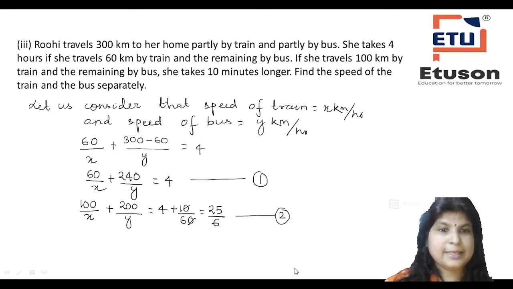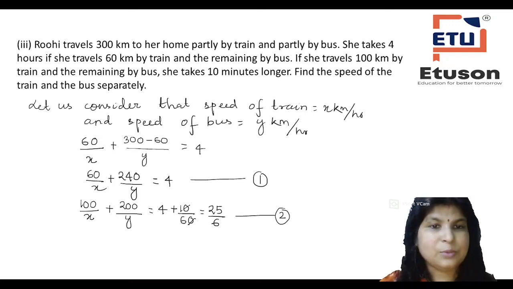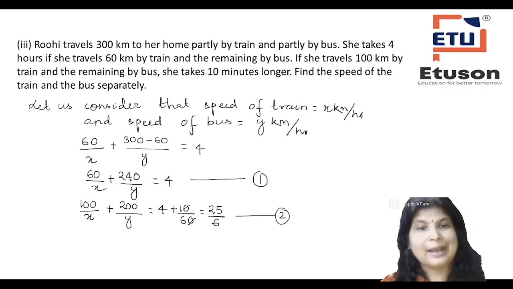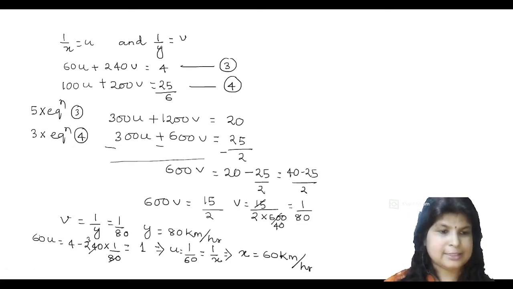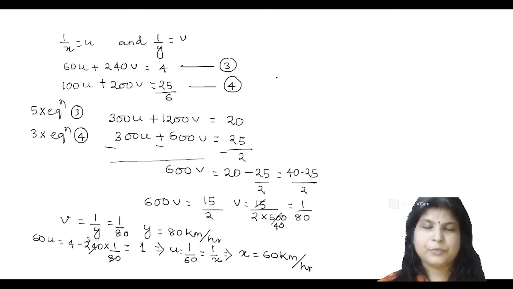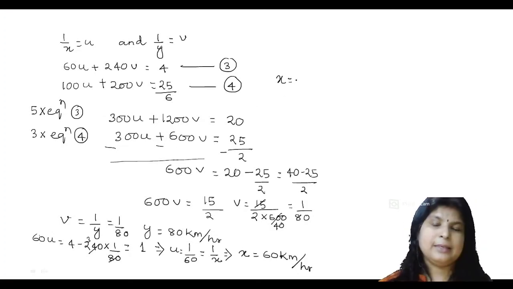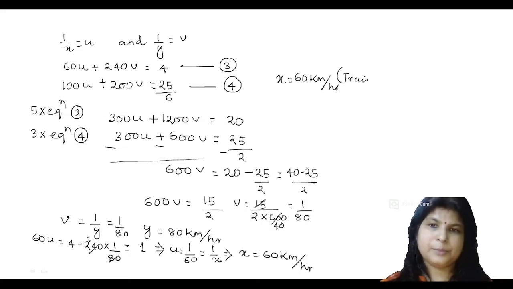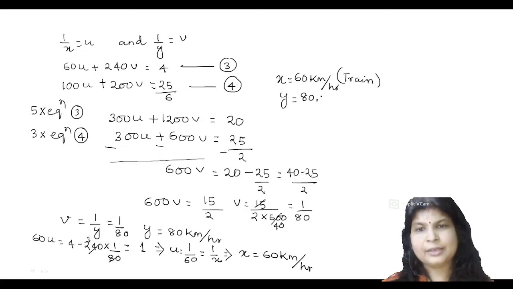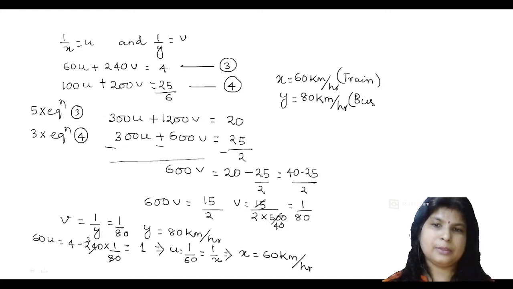Okay. So what was x and what was y for us? x was the speed of the train and y was speed of the bus. Okay. So let me, there is no space at the bottom, I'll just write down here. So x is equal to 60 kilometer per hour. So this is the speed of train. And y is equal to 80 kilometer per hour. This is speed of the bus.